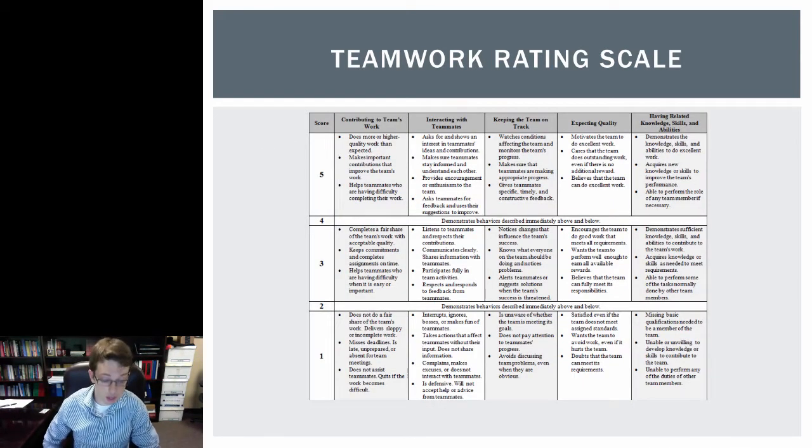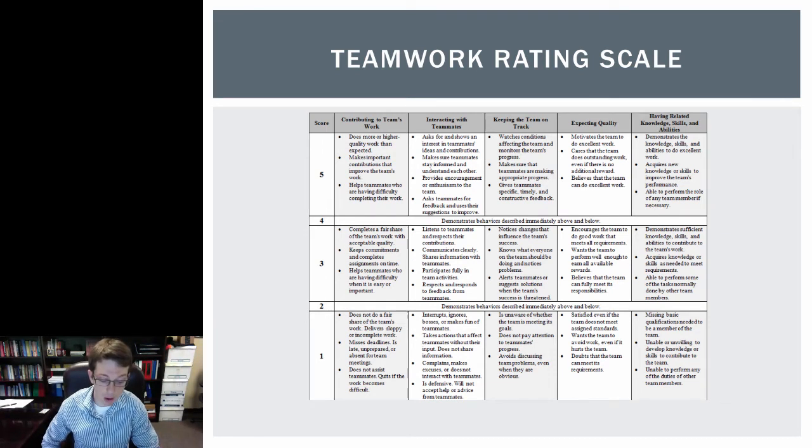So now that we've discussed how we define team member performance and reviewed behaviors that reflect good, moderate, and poor performance, let's practice using the dimension to evaluate a team member. You should have a copy of what we're calling the Teamwork Rating Scale. This scale summarizes everything we just discussed and is yours to keep.